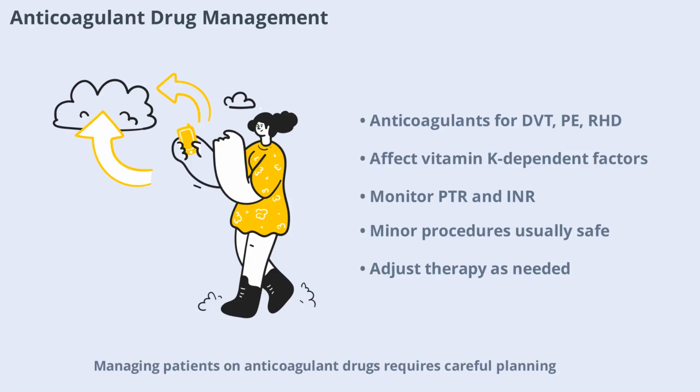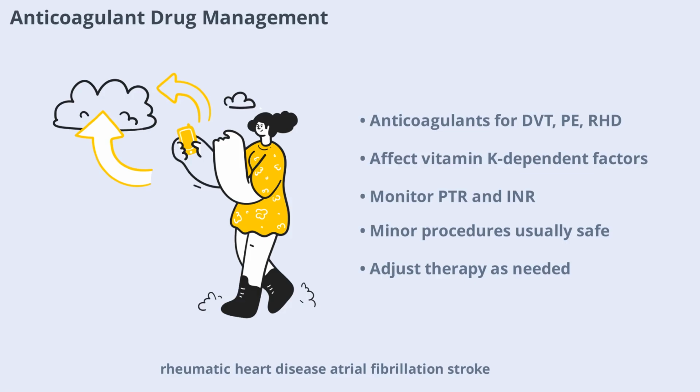Managing patients on anticoagulant drugs requires careful planning. Indications include deep vein thrombosis, pulmonary embolism, rheumatic heart disease, atrial fibrillation, stroke, and prosthetic heart valves. Oral anticoagulants interfere with vitamin K-dependent clotting factors, affecting bleeding and clotting times. For minor dental procedures, anticoagulant therapy is usually not withdrawn.